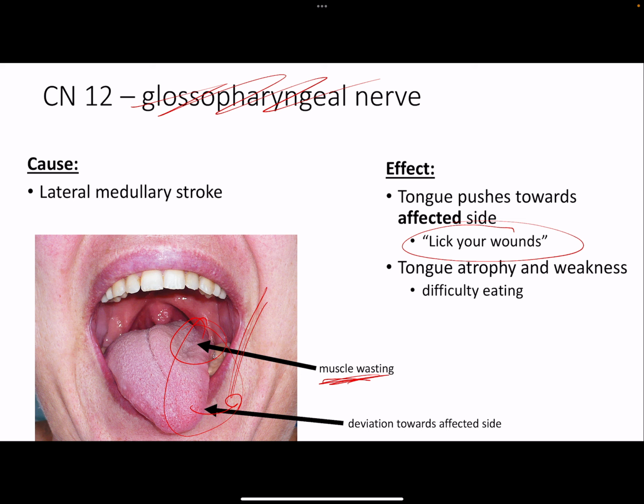This is in the medulla. This actually, I think, would be a medial medullary stroke. So I don't think that's lateral, but an anterior spinal, I guess you could get an anterior spinal injury. So that would be the issue here. But it could as easily be something like a tumor or just trauma.